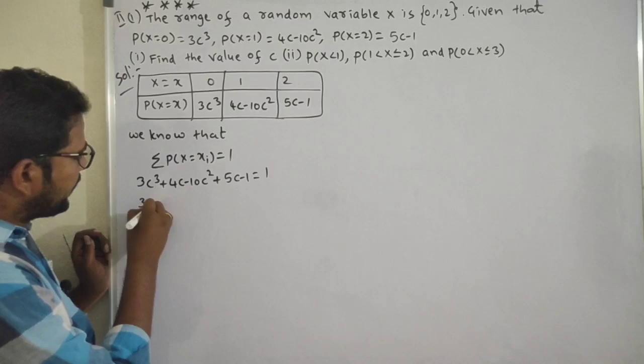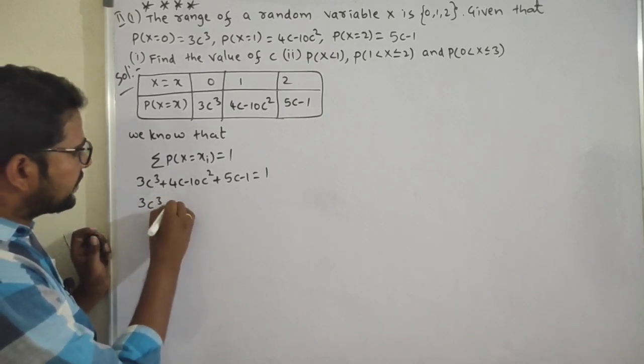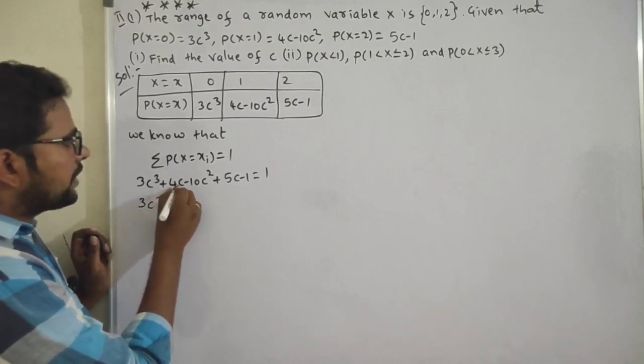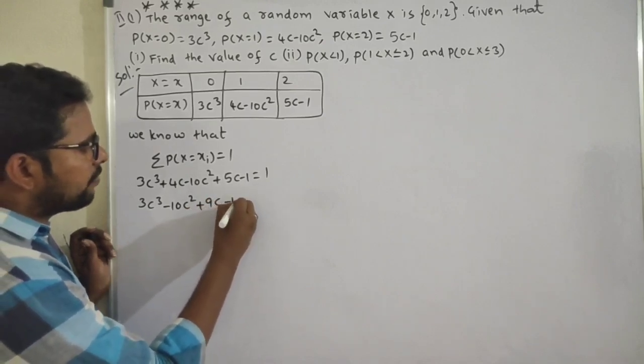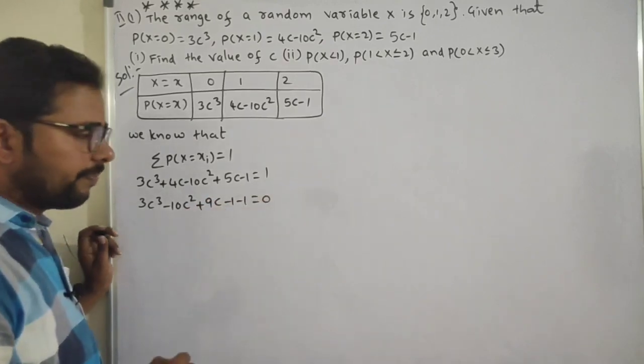So 3c power 3 minus 10c square plus 4c plus 5c is 9c, minus 1 is equal to 0.